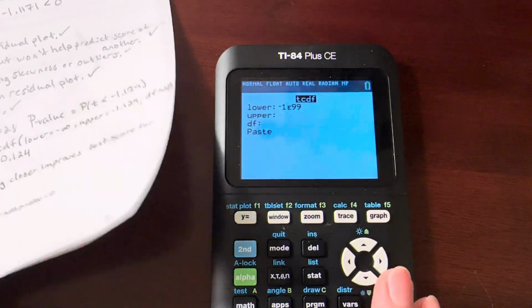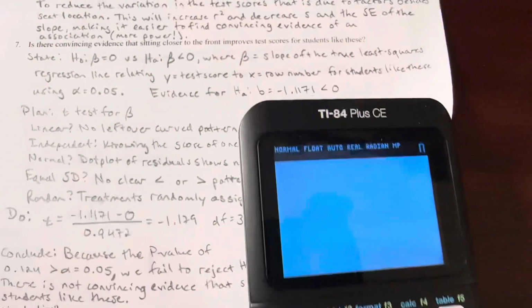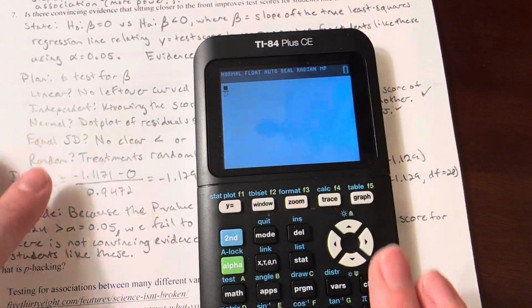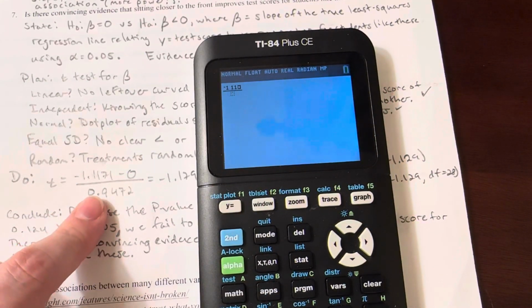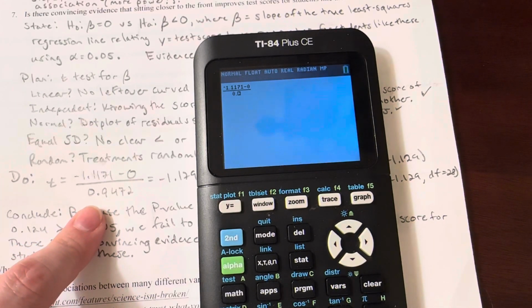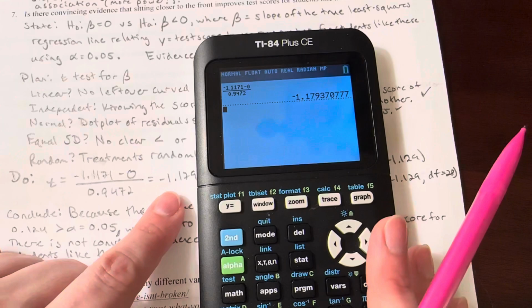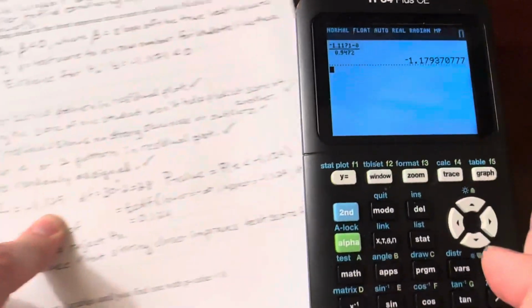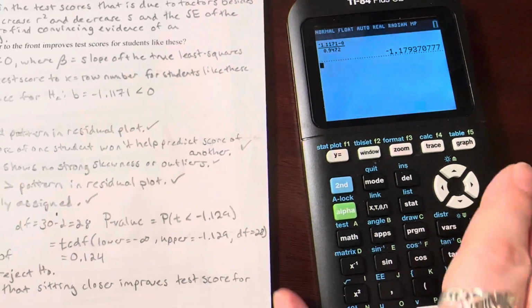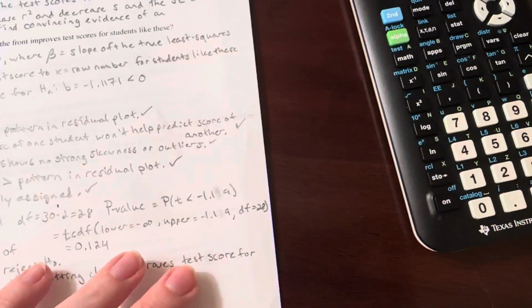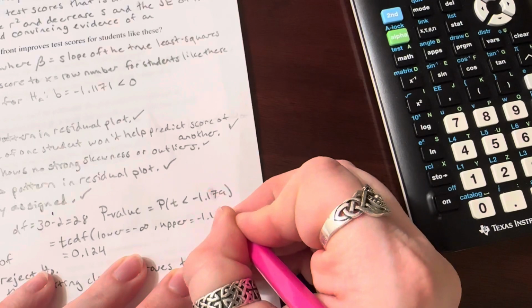Let me just double check my calculations here. I'm finding a discrepancy in my work. Whenever you find that, check your answers. Negative 1.1171 minus 0 over 0.9472. As you can see, teachers sometimes have these issues also. All right, so it was negative 1.179. So I need to fix this. As I said, teachers have these issues also.